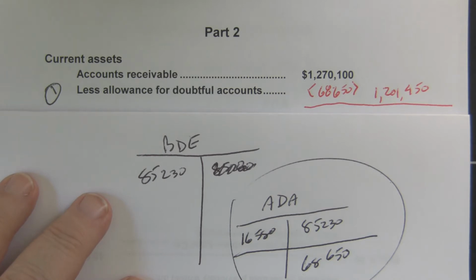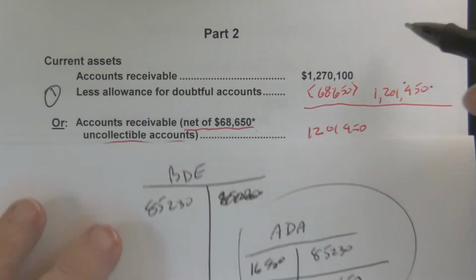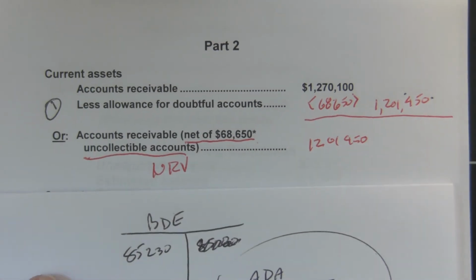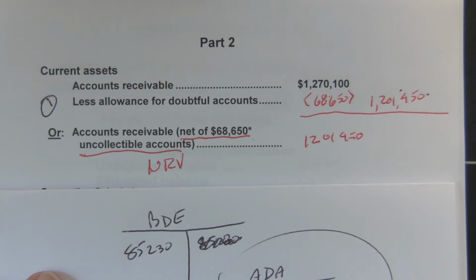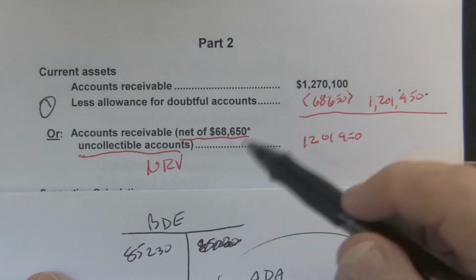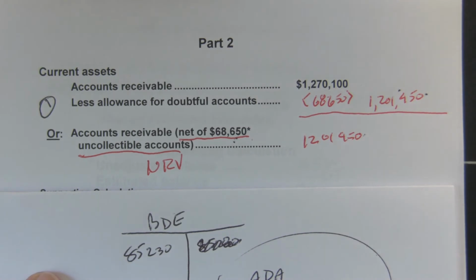Now we can show it this way, with an allowance for doubtful accounts separately, or we can show it this way, and this is often referred to as accounts receivable at net, or NRV, net realizable value, where we include the allowance and simply list the bad debt expense. Either one is fine.